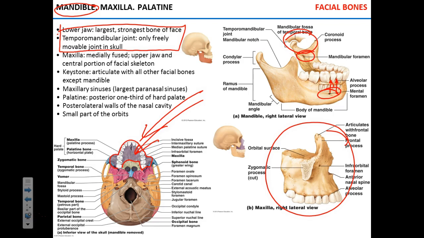Technically, teeth to teeth is not an articulation, because bones do not articulate with each other. Maxillary bone contains maxillary sinuses right about here. Those are the largest sinuses that humans have. So when you have sinusitis, not only this pressure causes the pain, but this pressure causes the pain as well.